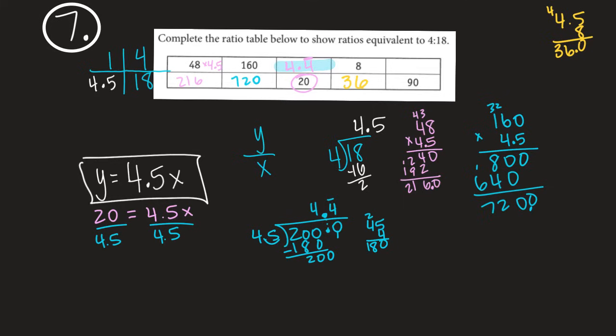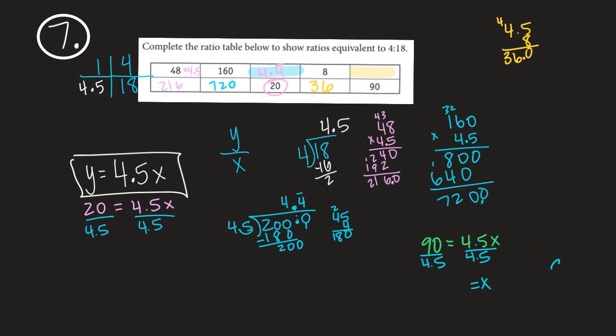And then once again, you have a missing x value instead of a y value. So instead of multiplying, remember we divide. Because we have y equals 4.5x, we know that 90 equals 4.5x. And then in order to find x, we do the opposite, which is divide. And we have 90 divided by 4.5, which would give us our x.